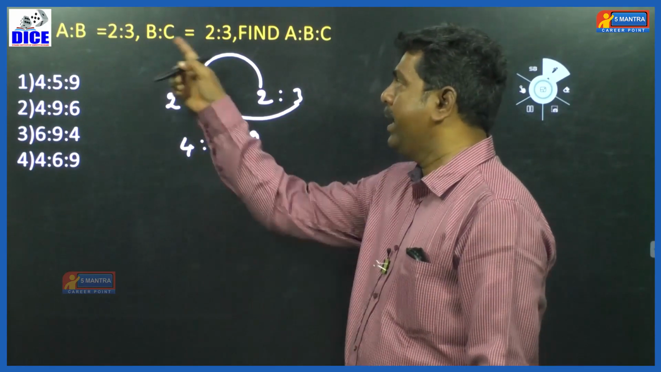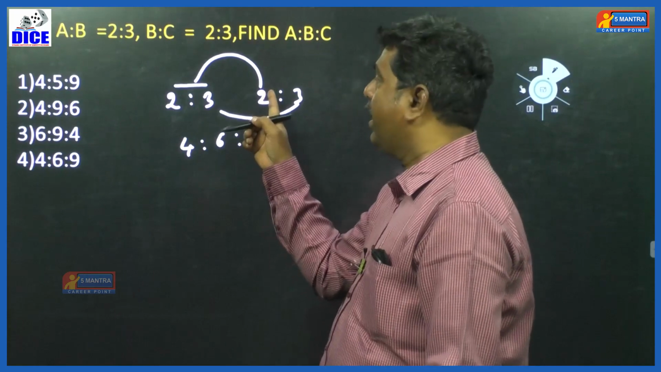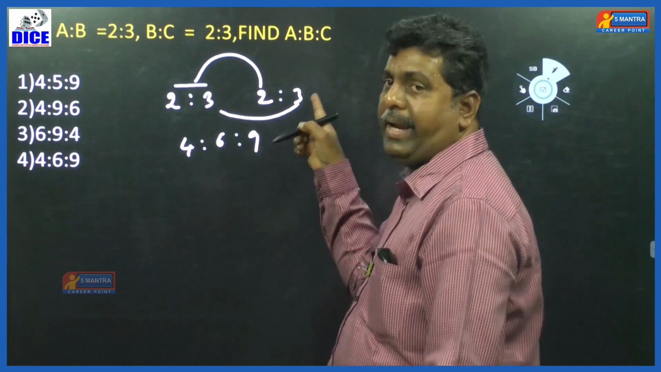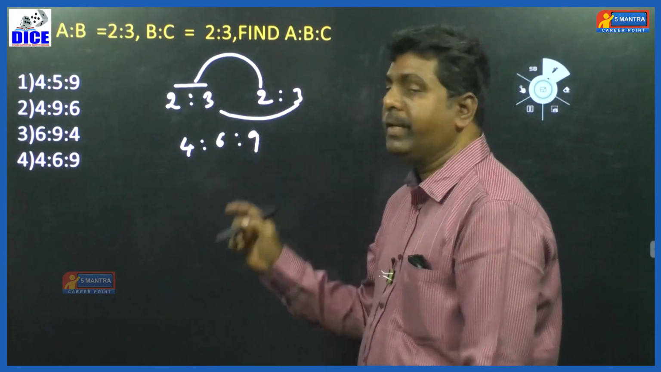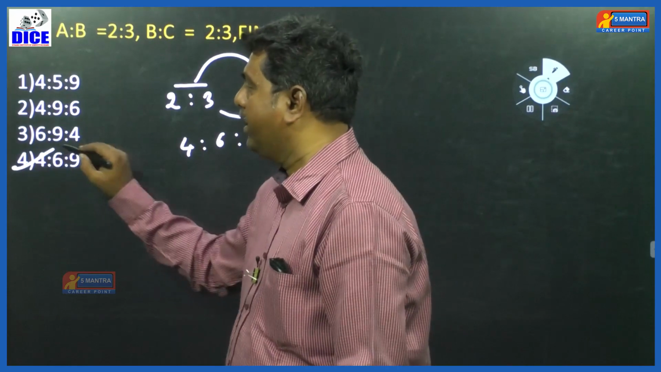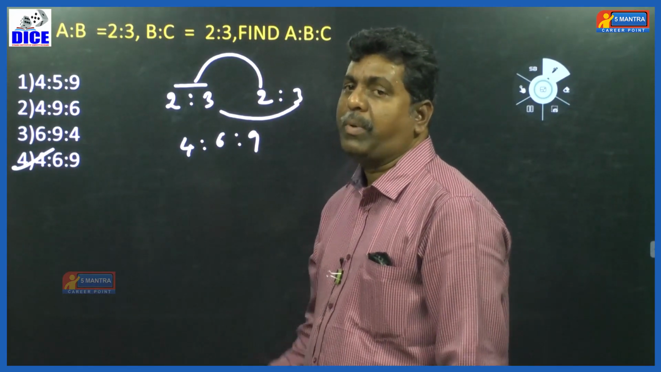So this first ratio, second ratio, you can take like this also. Second ratio, first term, take it and multiply these two terms. 2 into 2, 4. 3 into 2, 6. Next, 3 into 3, 9. So therefore, the required answer is 4 is to 6. That is the fourth one, the required option. This is also a very important problem. So most of the examination, this problem is getting.